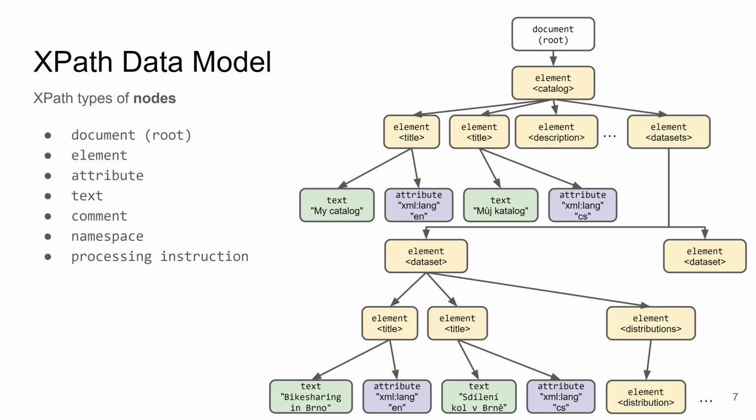So this brings us to the types of nodes. We will talk about nodes when talking in XPath. And here is a list of node types that you can find in the XPath data model. So we already talked about the document node, or sometimes called a root node. Then there is, of course, a node for XML element, a node for attribute, a node for text, a node for comment, namespace, and processing instruction. We'll mostly work with the document root and the element, attribute, and text nodes here.